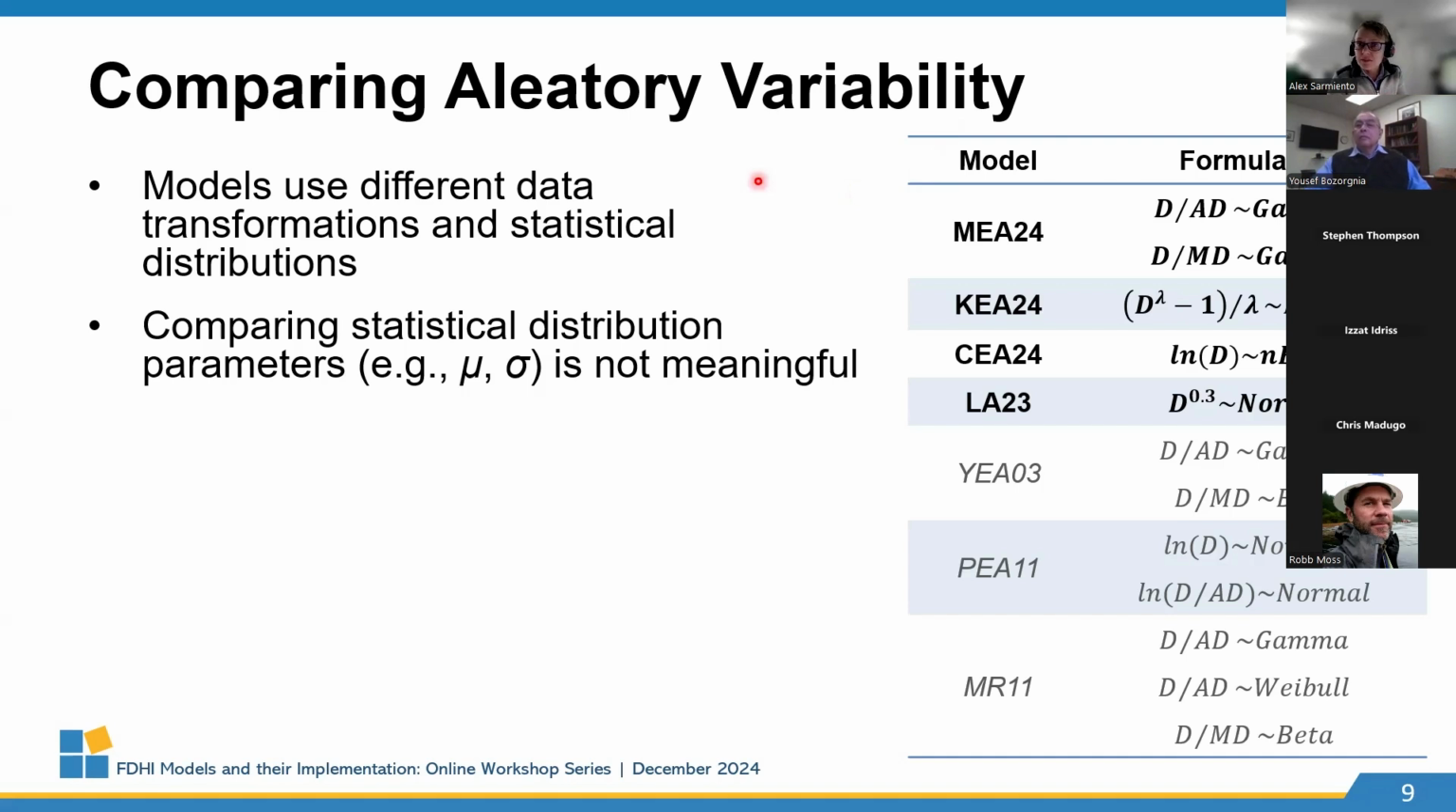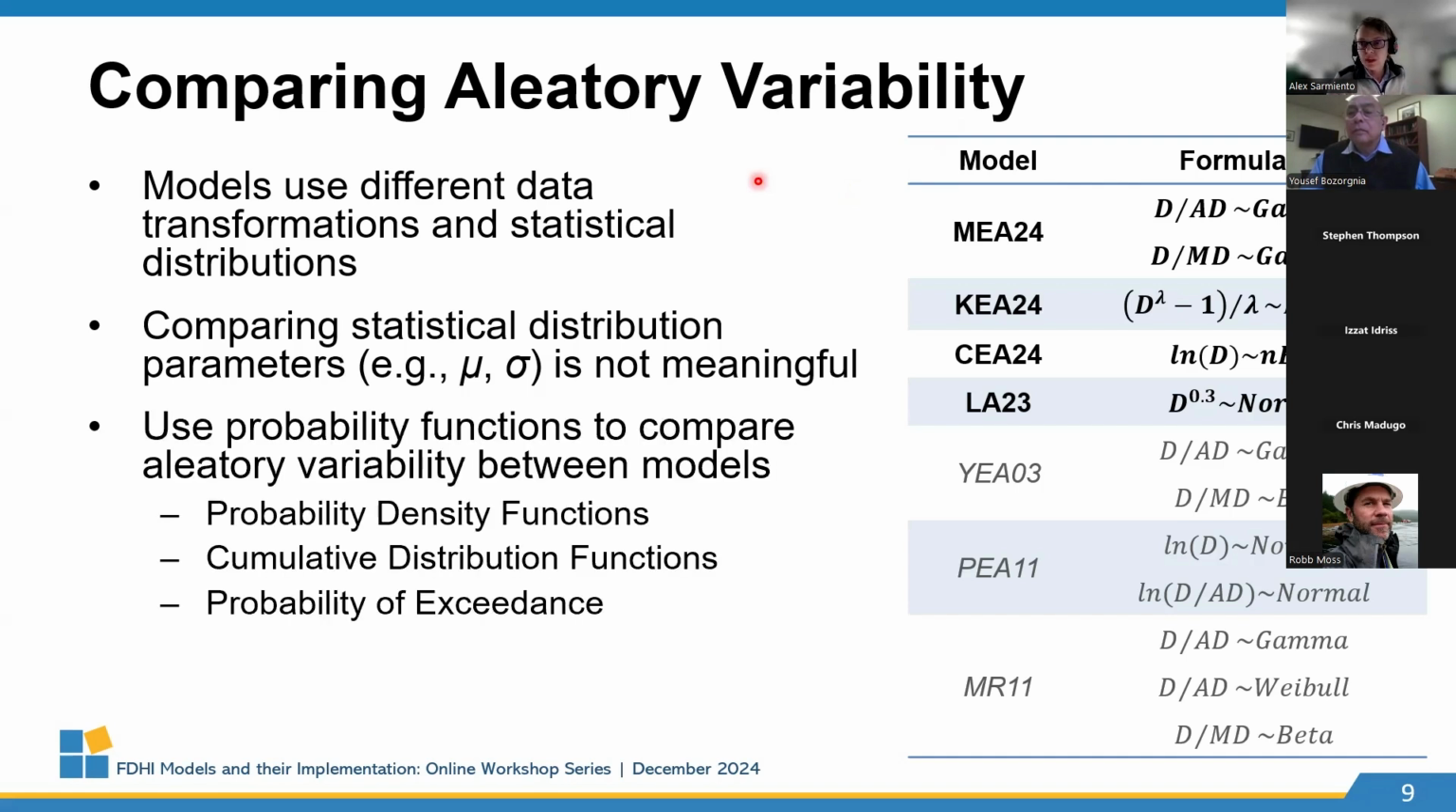The units of the parameters might be different, or it might just not be a meaningful parameter for that distribution. So instead, the best way to look at the aleatory variability is to look at the probability functions. There are a few different ones to choose from. On the next couple of slides, we'll look at probability of exceedance curves as a way to visualize aleatory variability.